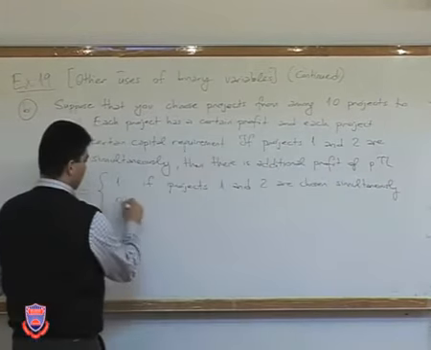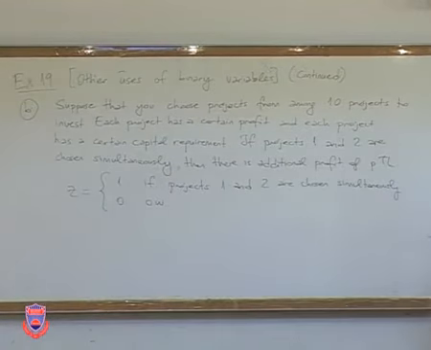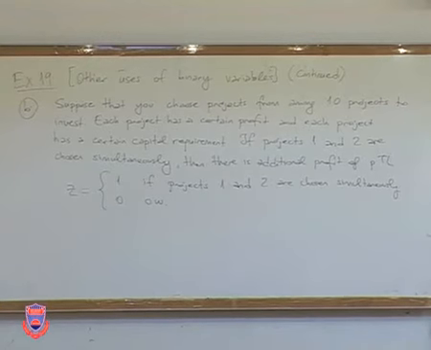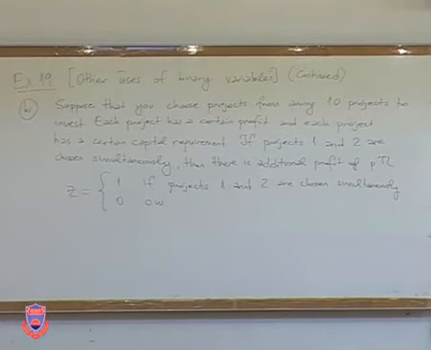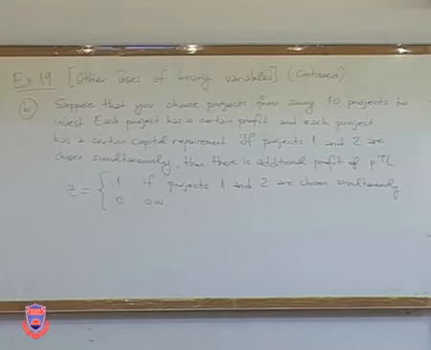And I'm going to set it equal to 0 otherwise. So think of z as an indicator variable that tells me whether I'm picking 1 and 2 at the same time or not. Okay? If I pick 1 and 2 at the same time, then obviously z will be equal to 1. And if I don't pick at least one of them, then z will be equal to 0. Okay? So in other words, z is equal to 1 if and only if I pick 1 and 2 at the same time. So simultaneously basically means at the same time, right?